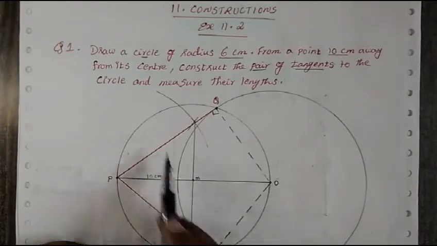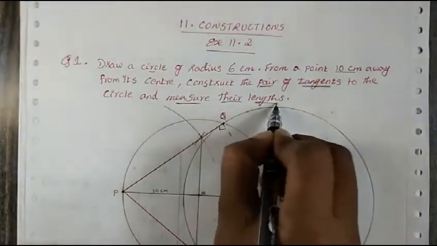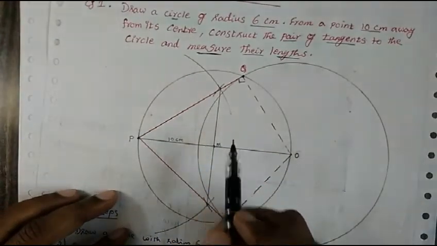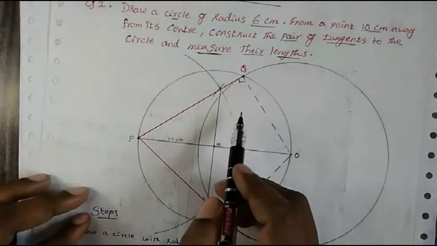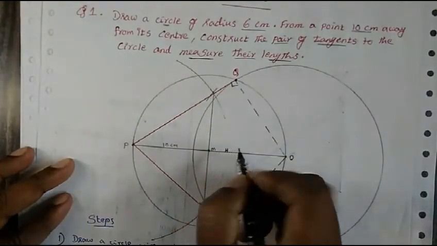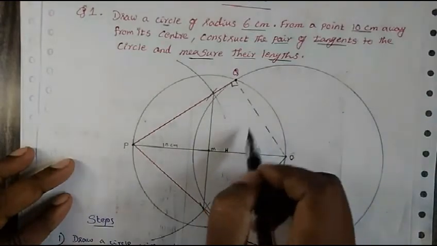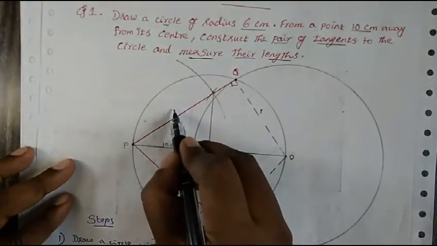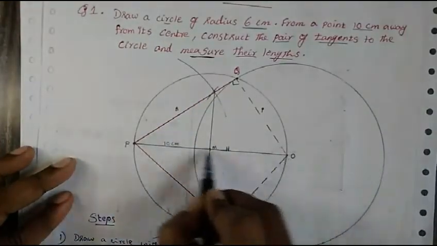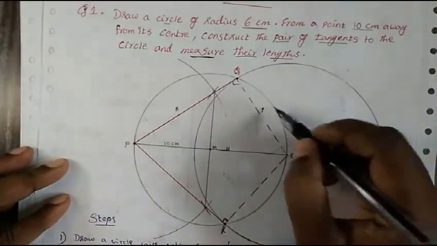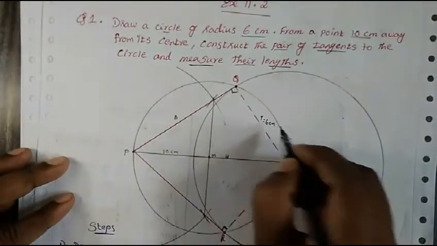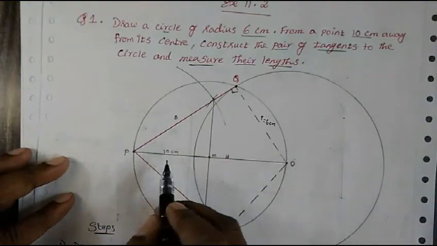One more point, we have to measure the length. Measure their lengths, means this tangent length we have to measure. Since this is a right angle triangle, we can find the length by Pythagoras theorem. If this is 90 degrees, opposite to that becomes the hypotenuse. This is the perpendicular, and this is our base. So we have to find out PQ. PO we know, and this also we know because this is the radius of this biggest circle, and that is 6 centimeter. So this is 6 centimeter, and this is 10 centimeter. So we have to find out this.